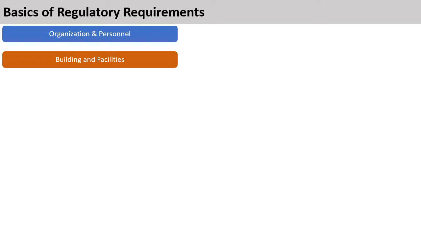Now coming towards building and facilities. It should be suitable for operation, cleaning, and maintenance, and prevention of mix-up and contamination. Systems for adequate lighting, ventilation, plumbing, sewage and refuse, washing and toilet facilities, sanitation, and maintenance shall be ensured.